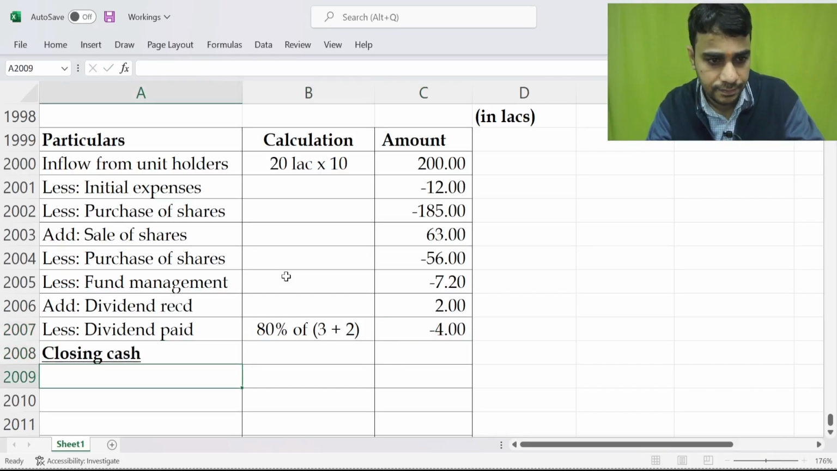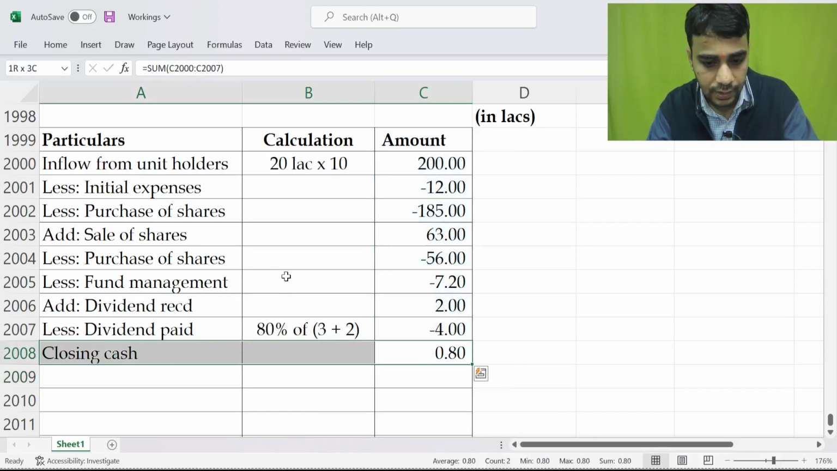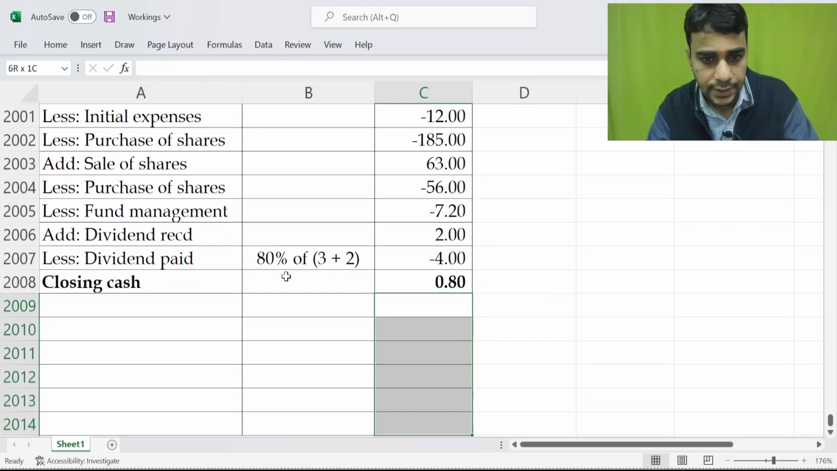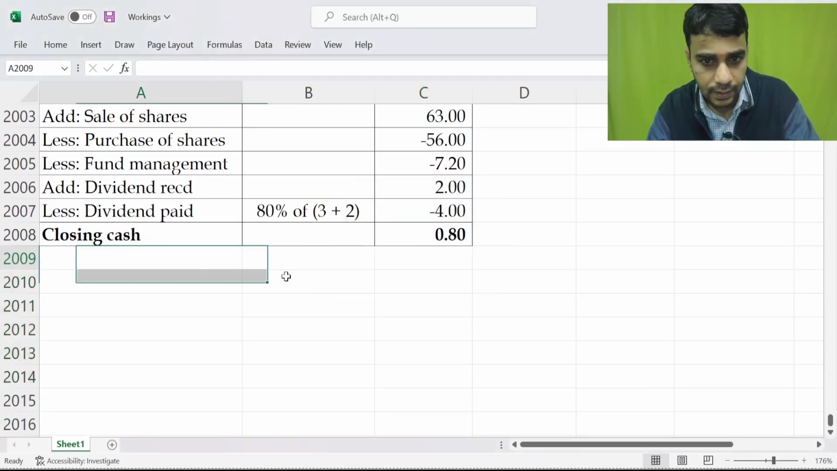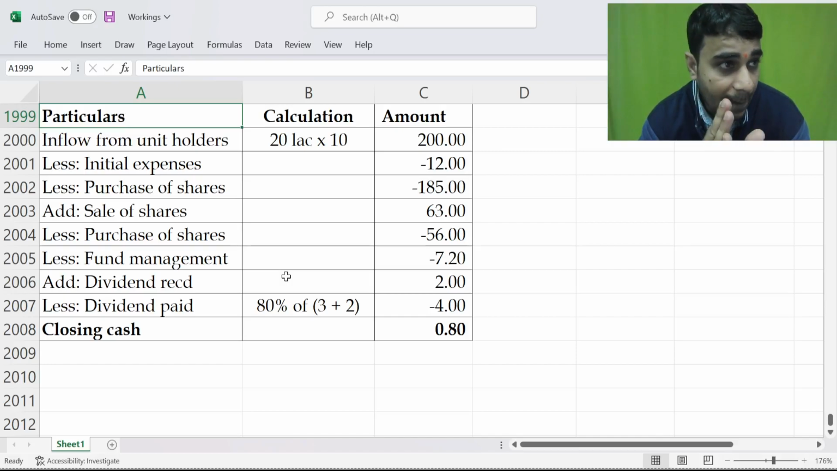Closing cash. Some 80,000 is the closing cash. Dividend paid is 80% of realized earning. What is realized earning? It is capital gain realized plus the dividends.